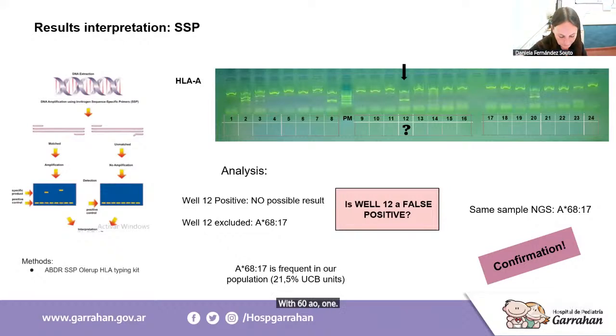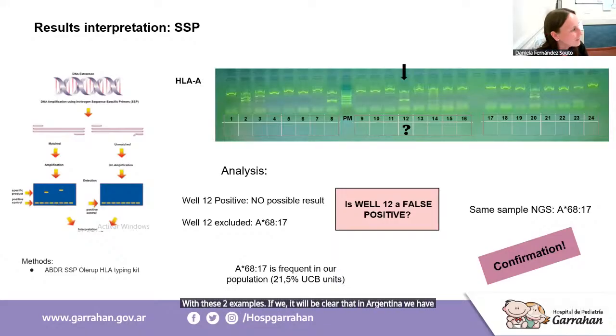Without knowing HLA 68:17 is common in our population, we wouldn't have spotted this issue. So, allele frequency knowledge is a key tool for accurate results. And with these two examples, it will be clear that in Argentina, we have alleles like HLA 68:17.